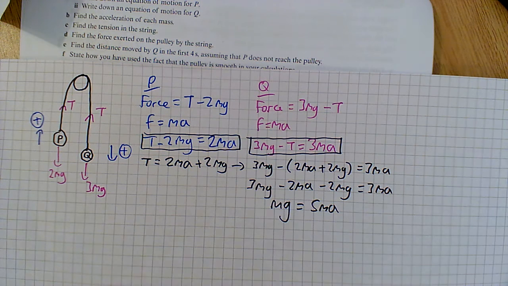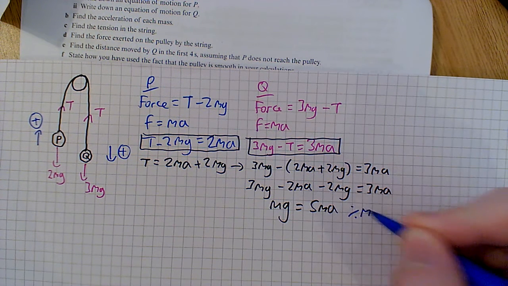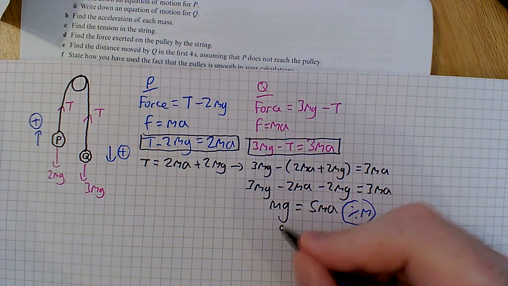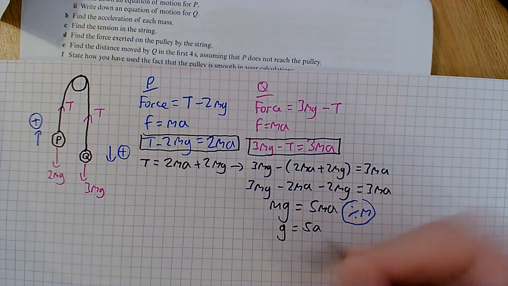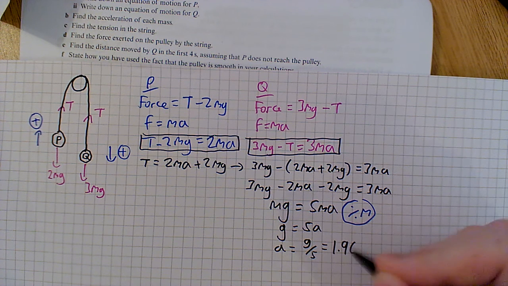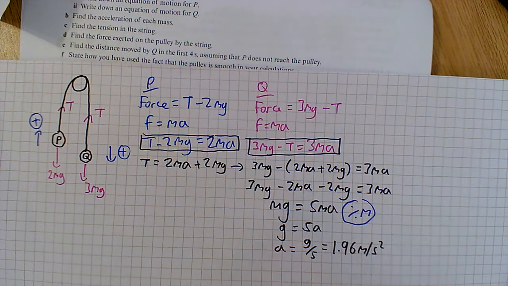At this point, we should see that the m's are going to cancel. We can divide both sides by m to get rid of those. So then I just have that g is equal to 5a, and a is g over 5, where g is 9.8. So when we divide that on our calculator, we'll get 1.96 meters per second squared.